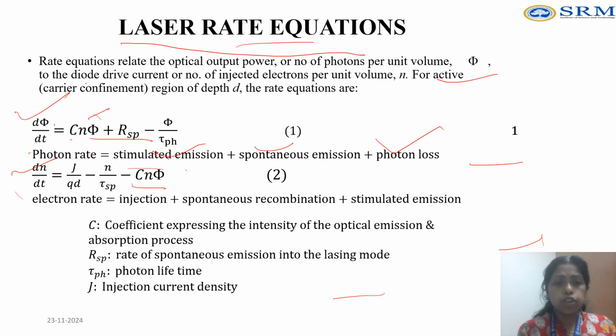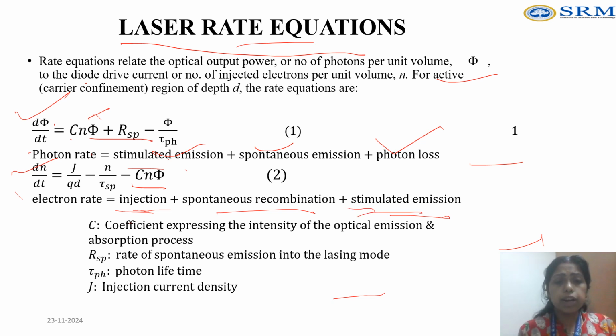And now come to the electron rate, dN by dt. There will be injection of electrons, then the spontaneous recombination and the stimulated emission. Whenever you are providing the driver current, only then will you get some electrons. This is the injected electron term, and then the recombination. Recombination means the electron will come from the upper state to the lower state, so then also there will be electrons in the ground state.